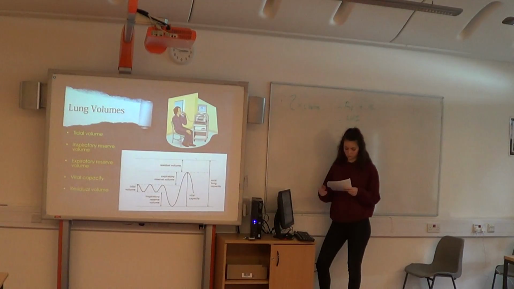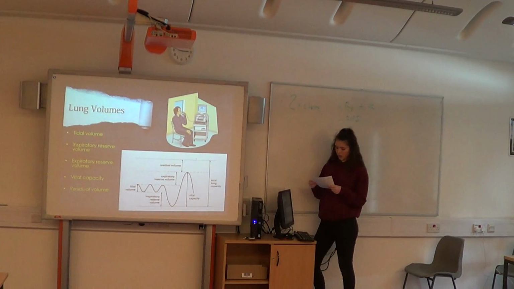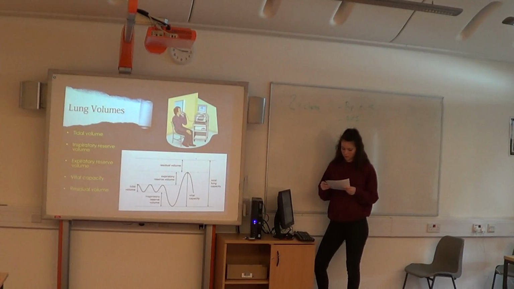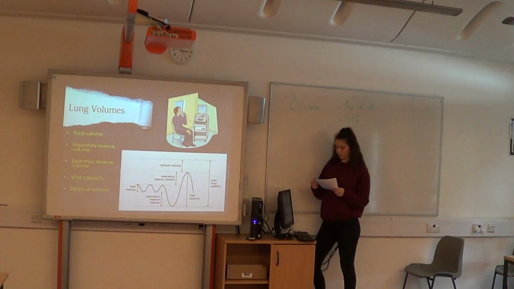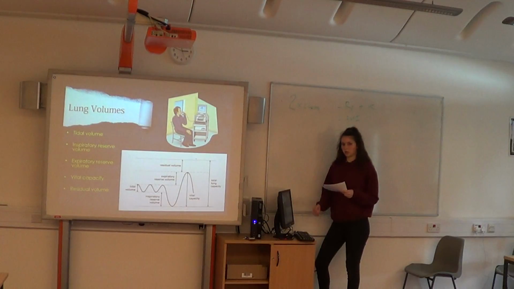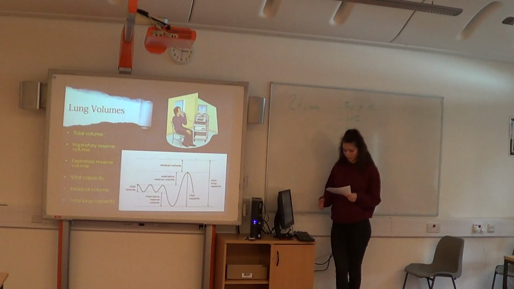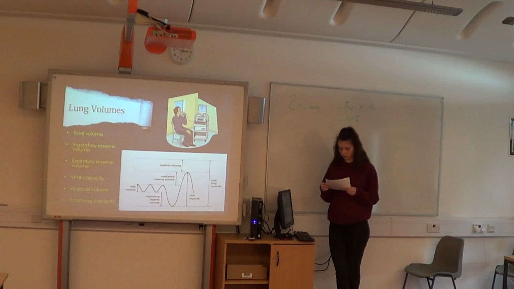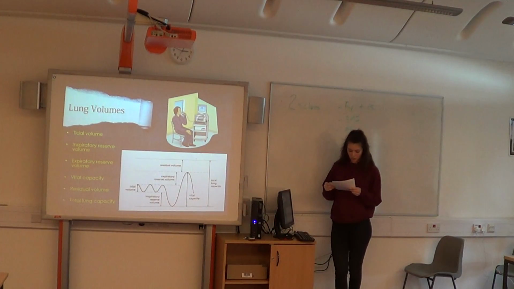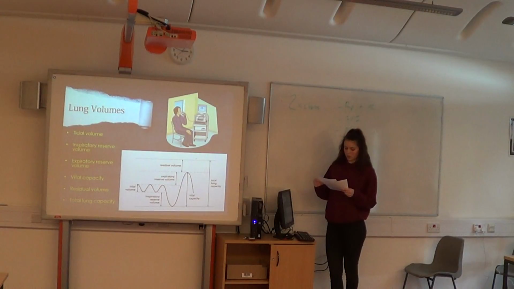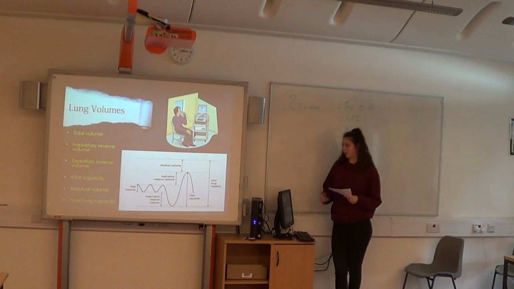Then we've got residual volume, which relates to the air that's always left in the lungs, so that's after forced exhalation. This is important because it prevents the lungs from collapsing, and on average we've got about 1.5 decimeters cubed in our lungs at all times, which is equivalent to 1.5 litres. And then total lung capacity is the maximum amount of air present in the lungs at one time. So this will be after we breathe in but before we breathe out.